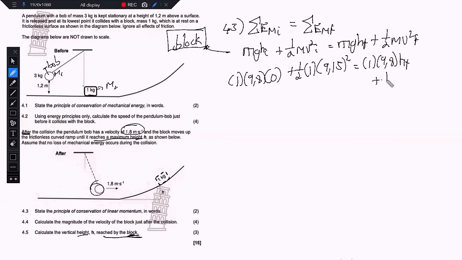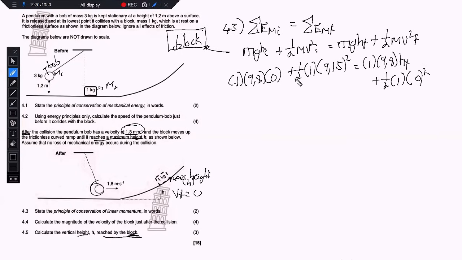Then plus half 1, what's the velocity at the maximum height that it reaches? So they say it reaches a maximum height h. Now at the maximum height, we know that the final velocity will always be 0. So that means we need to substitute 0 here, so 0 squared. Now 1 times 9.8 times 0, this will just give us 0.